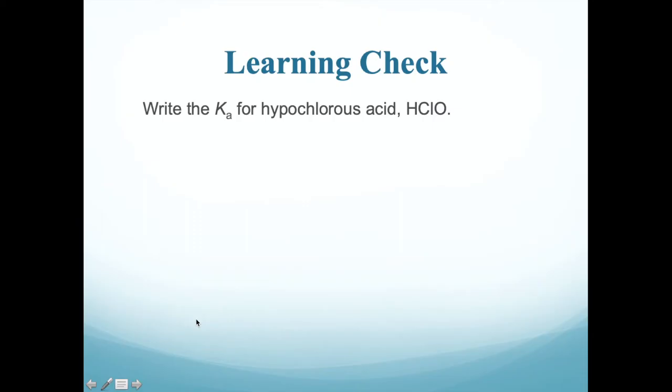So why don't we practice this? Go ahead and write out the equilibrium expression for hypochlorous acid. Hypochlorous acid is HClO. I recommend starting off by writing out an actual equation for it. So show the reaction of hypochlorous acid with water to form hydronium and hypochlorite. And then write out your equilibrium expression.